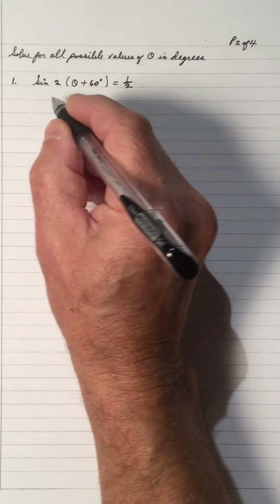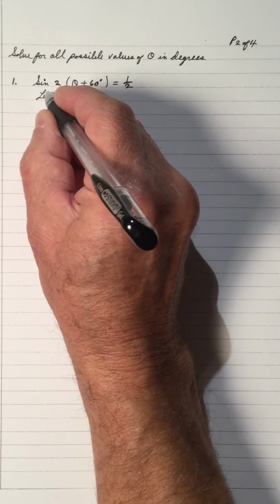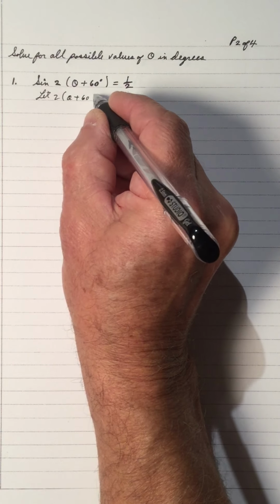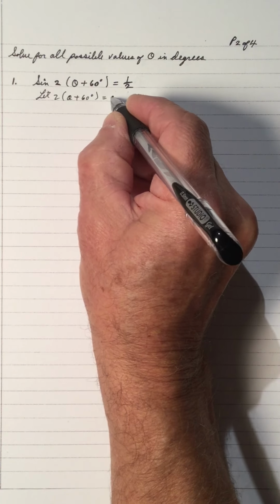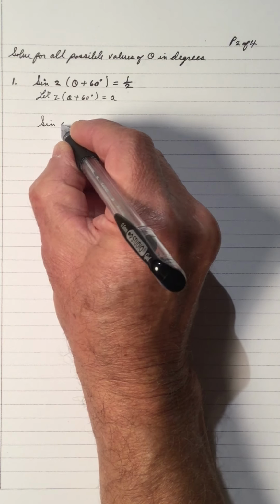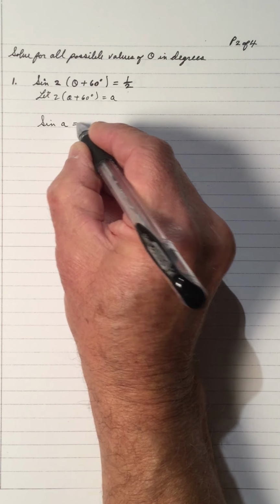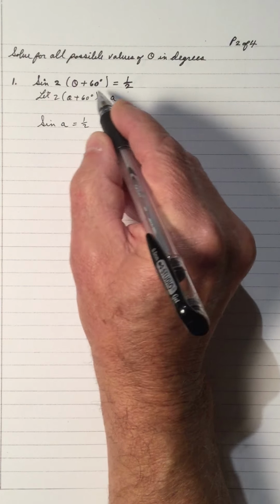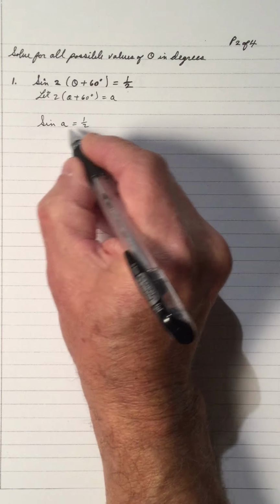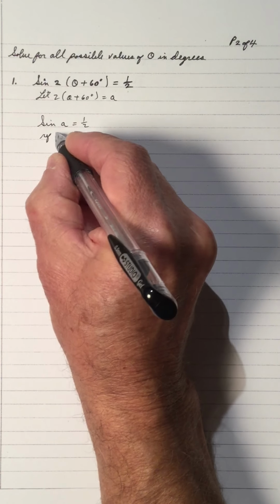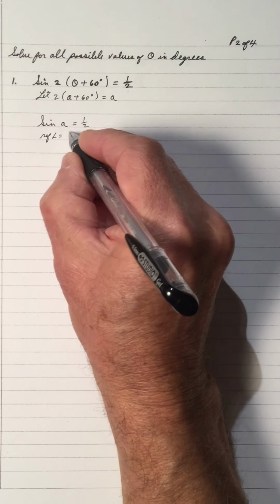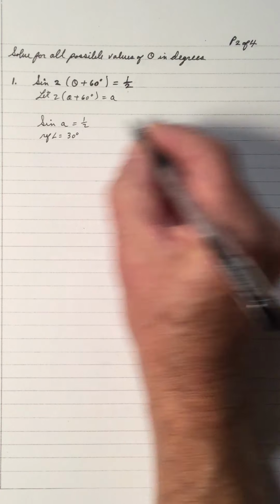So what we'll do is we'll let 2 times theta plus 60 equal a. So we have the sine of a is a half. The reason we do that is just not to make it confusing at the beginning. So the sine of a is a half. Because it's positive, the sine of 30 degrees, so the reference angle is 30.